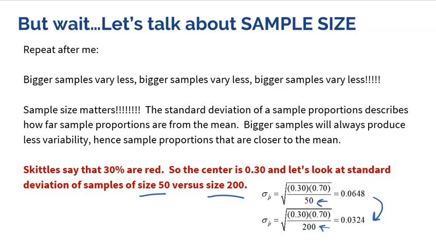In fact, if you actually look at these numbers, 0.0324 is exactly half of 0.0648. And to achieve half a standard deviation, you actually have to times your sample size by 4. Now, why do you times it by 4? Because of the square root. When you're in a square root, the square root of 4 is 2. So when we times the 50 by 4 to get 200, since that 4 is in a square root, it's really a 2, which is why it cuts our standard deviation in half. So it's really important to understand that bigger samples vary less. Hopefully that little example proves it.